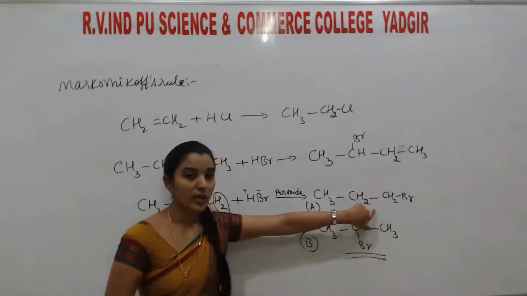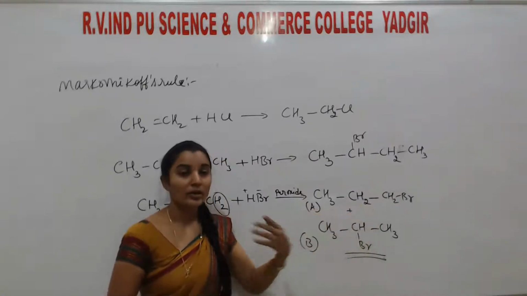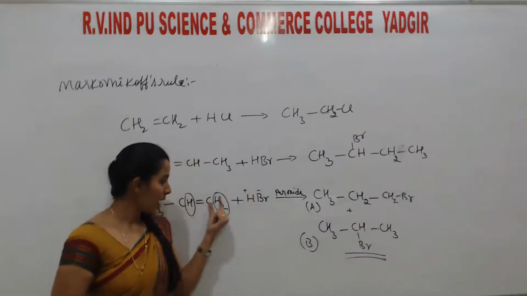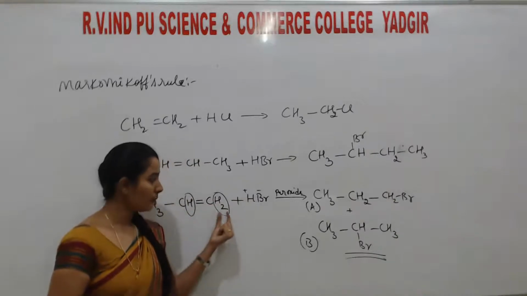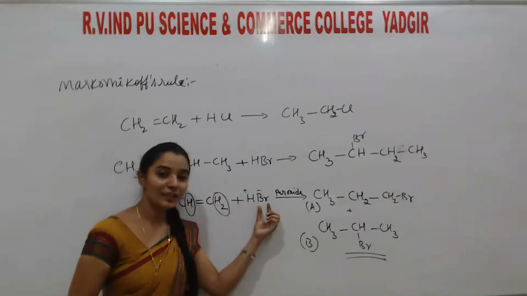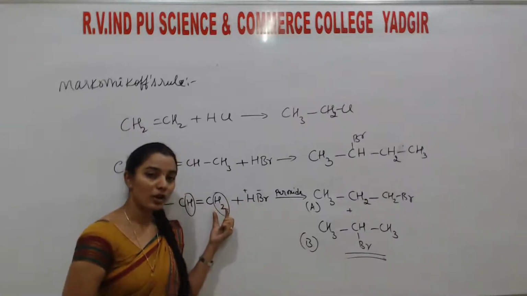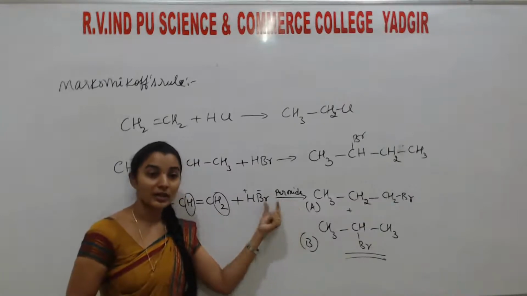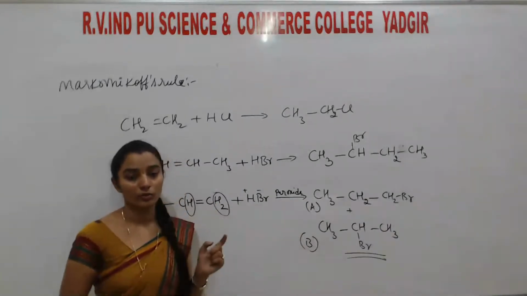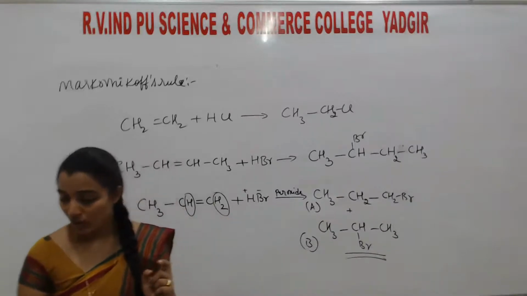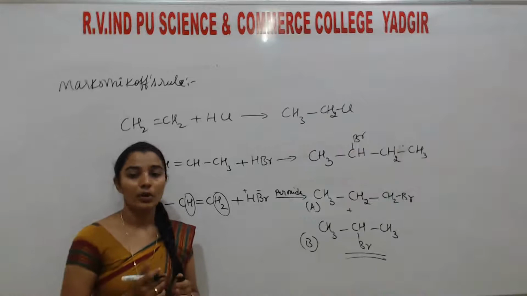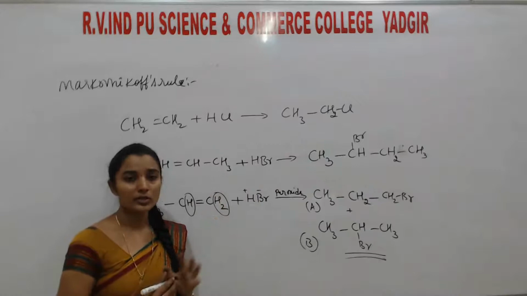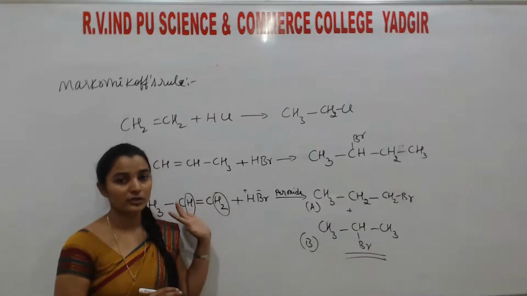Understood? So this follows the anti-Markovnikov rule. What is the anti-Markovnikov rule here? When an unsymmetrical reagent is added to an unsymmetrical alkene, in the presence of peroxide the negative part bonds to the carbon with the greater hydrogen. That is the anti-Markovnikov rule. So these are all the important questions and important rules we are going to study in the haloalkanes and haloarenes chapter. So this completes the revision of this chapter.